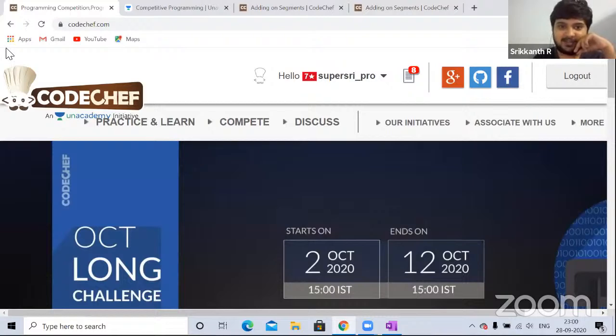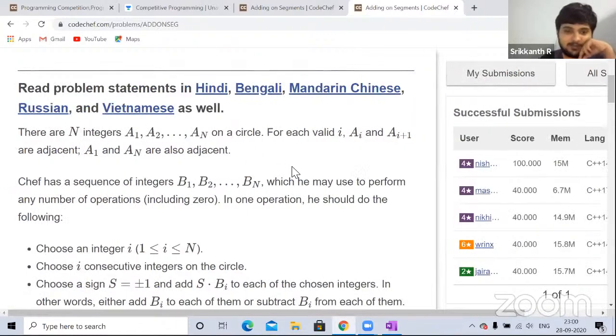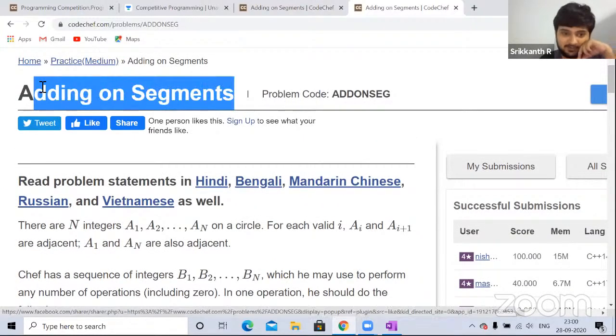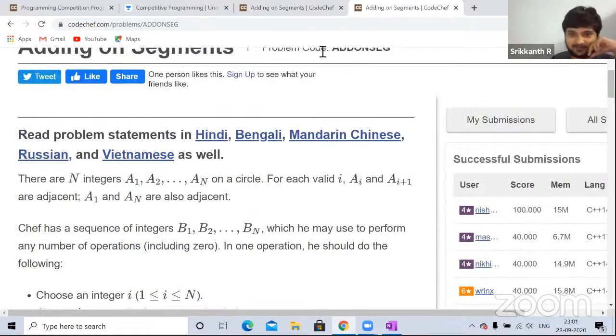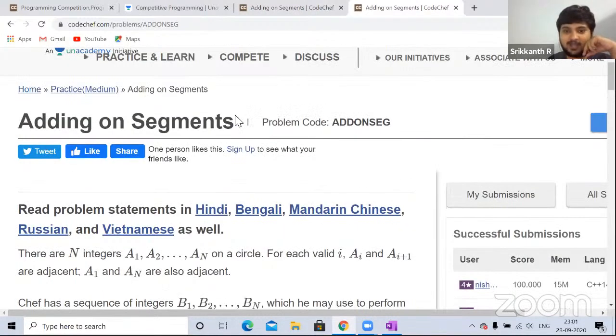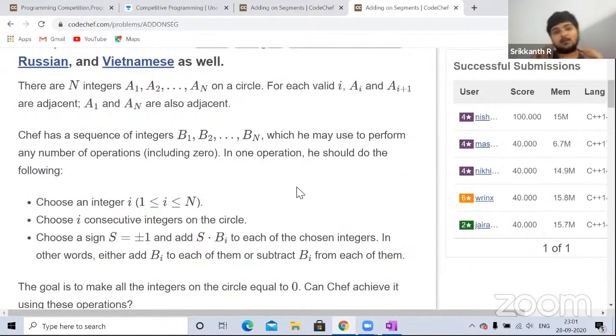CodeChef. Today I'll be going over one of my solutions on this problem, add-on segments, which is classified medium, but even the highest rated participants weren't able to solve it during the contest. However, today I'll be discussing the solution for this problem. The prerequisites are just basic number theory, but it's not an easy problem at all, as will be seen in the solution.